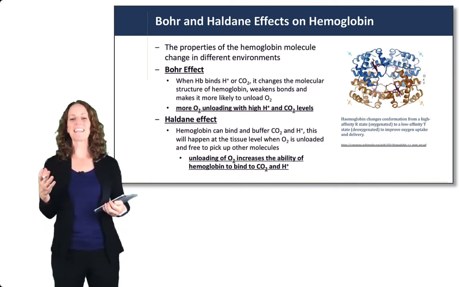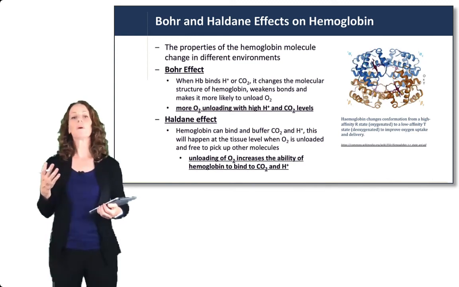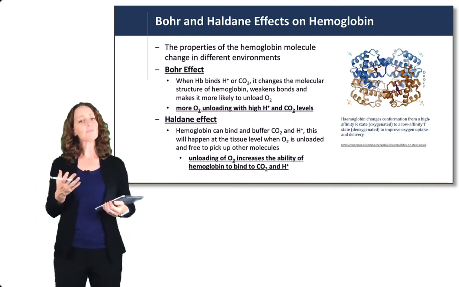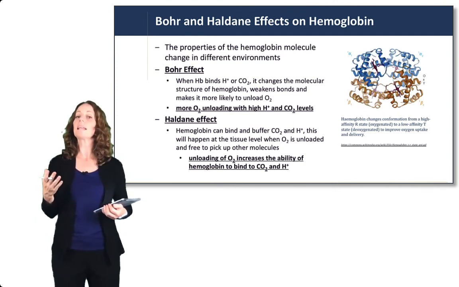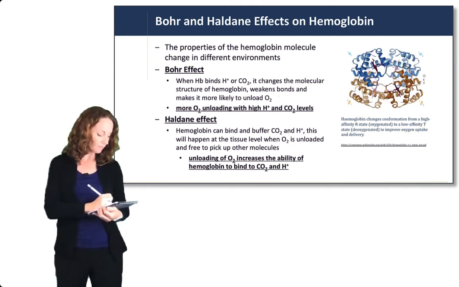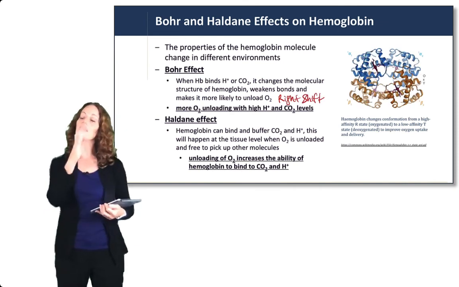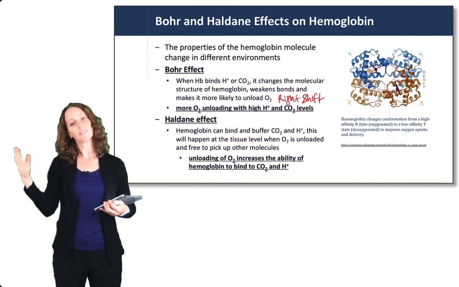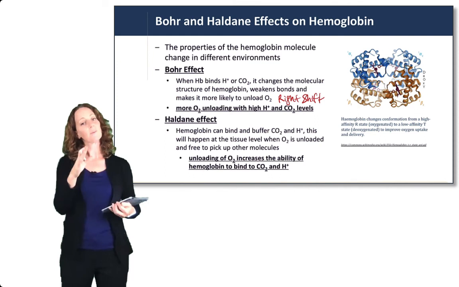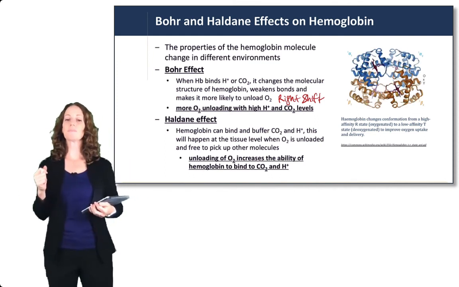These were named for the scientists who discovered them. So the Bohr effect is when hemoglobin binds to acid or carbon dioxide, it changes its molecular structure to make it more likely to unload the oxygen. So the Bohr effect is the right shift in the hemoglobin oxygen dissociation curve that we just showed you. That means you get more oxygen unloading with high acid and CO2 levels.